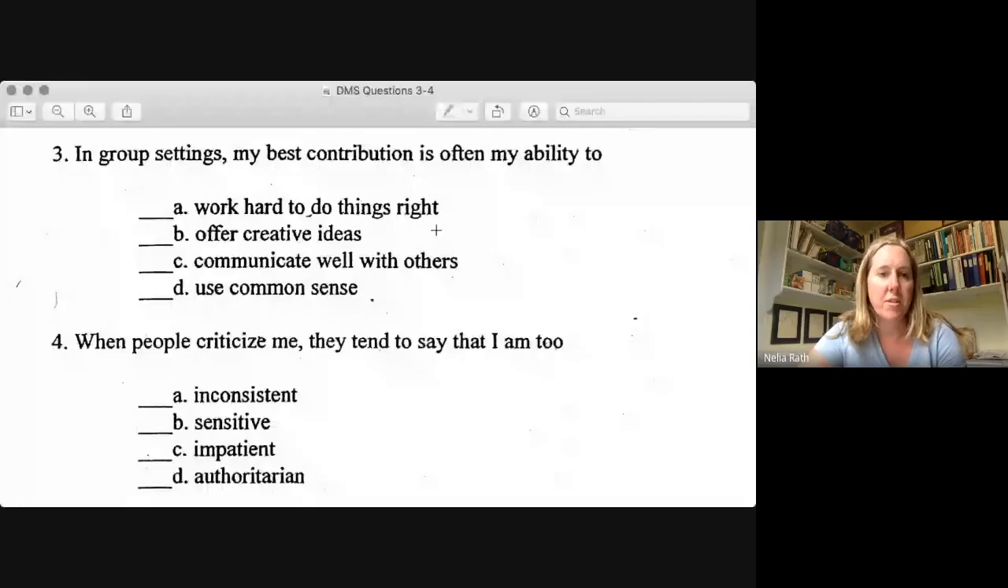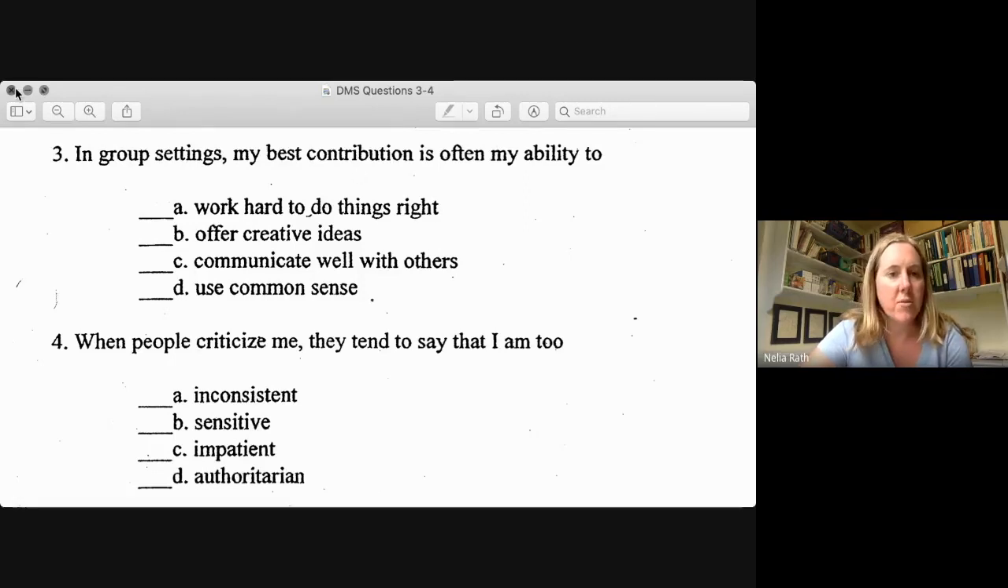So the process for doing the decision-making styles inventory begins with the group taking a quiz. And I'm going to share a little bit of what that quiz looks like with you. Here's just two examples of some questions that are on the quiz. There's about 15 questions. So in a group setting, my best contribution is often my ability to work hard to do things right, offer creative ideas, communicate well with others, or use common sense. And so you would check which answer is most like you. When people criticize me, they tend to say that I am too inconsistent, sensitive, impatient, or authoritarian.